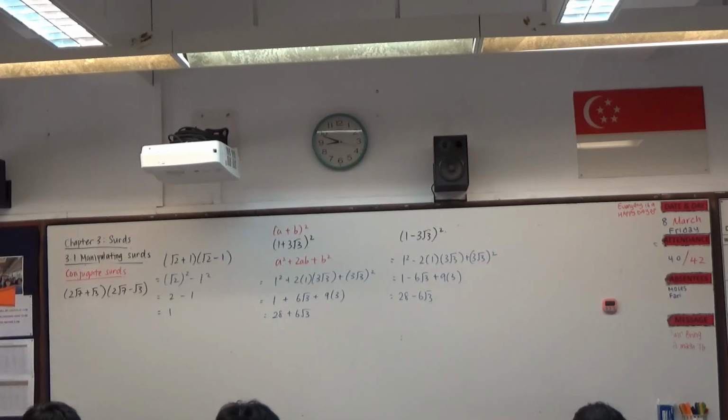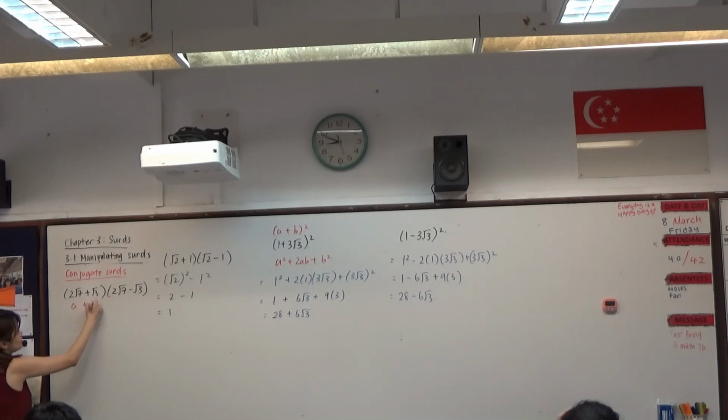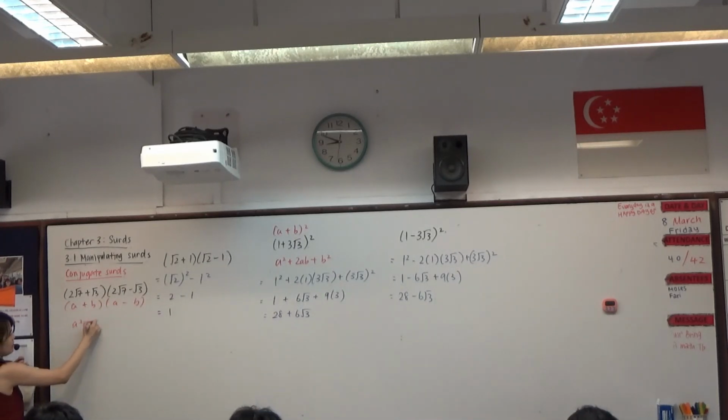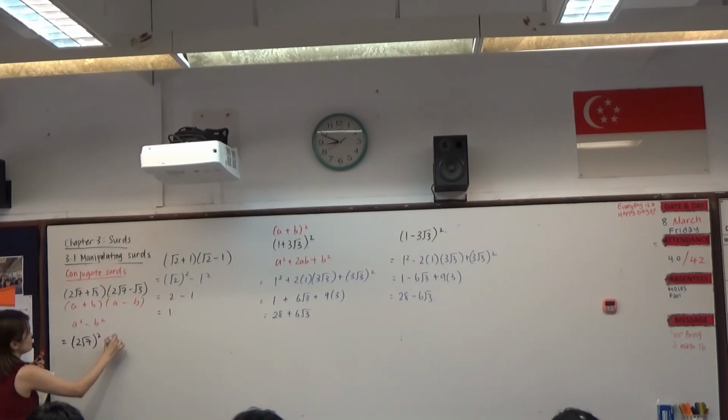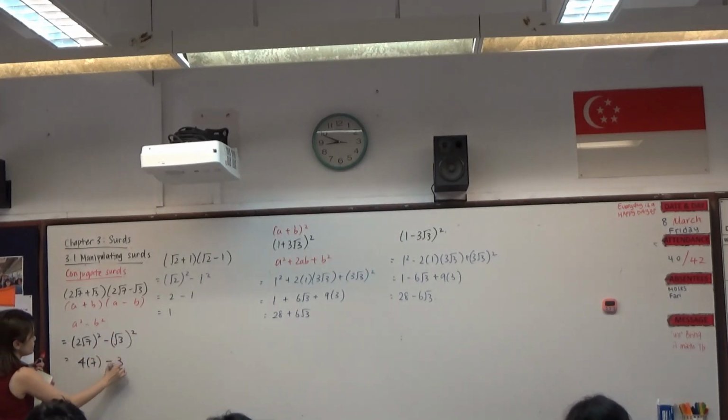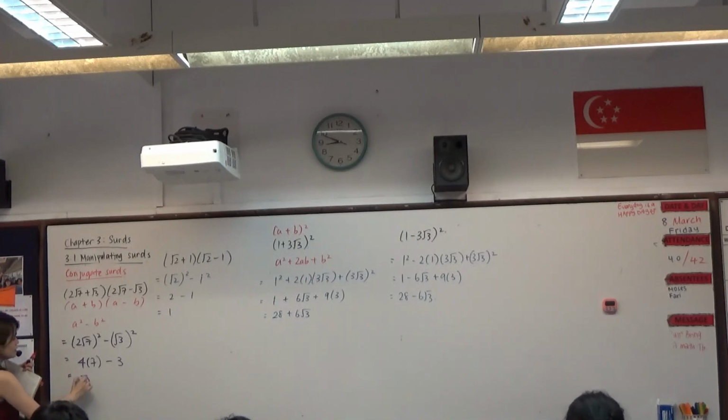Okay, even if you have expressions such that both terms have surds inside them, I can still do my a squared minus b squared to achieve a squared minus b squared, such that I have 2 square root 7 squared minus square root 3 squared. And this will give us 4 times 7 minus 3. So we get 5.